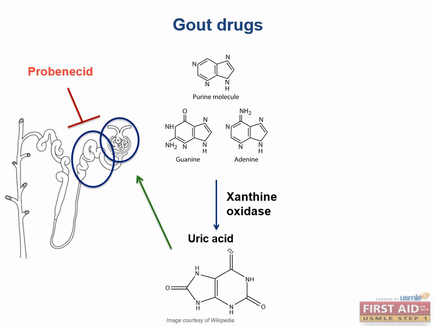Probenecid, on the other hand, is another option for the treatment of chronic gout, and it works by blocking the reabsorption of uric acid at the proximal tubule. What does that mean for uric acid in the kidney? More passes out in the urine.